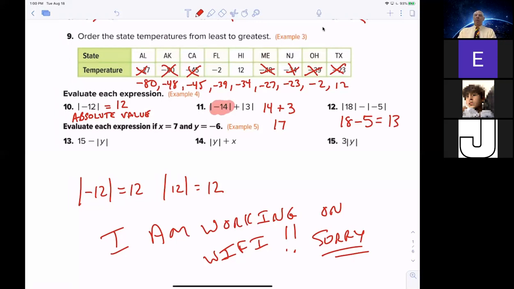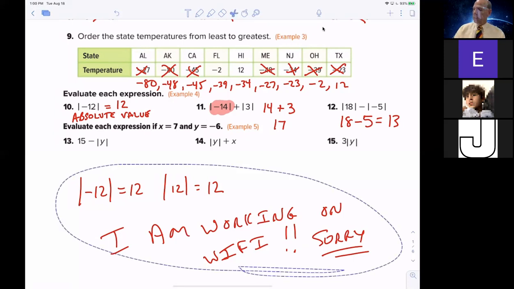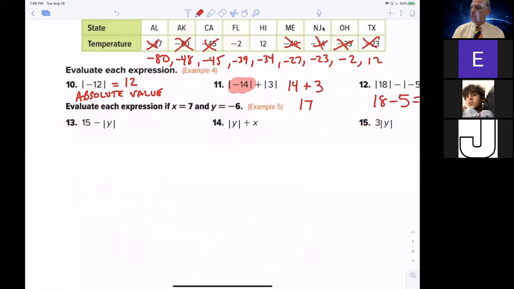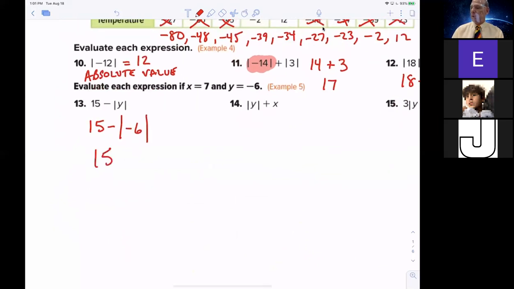All righty. Now we're back on to number 13. Trey, you're with me, buddy. First of all, I want you to tell me what is y. Y equals negative 6. Okay? So now, what is the absolute value of negative 6? 6. So what is 15 minus 6? 9. There you go. That's the correct answer for 13.